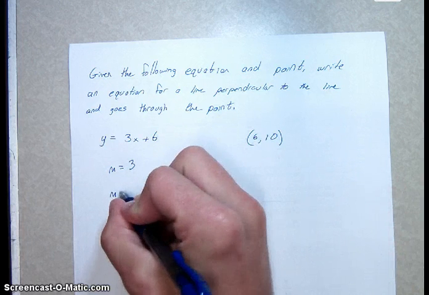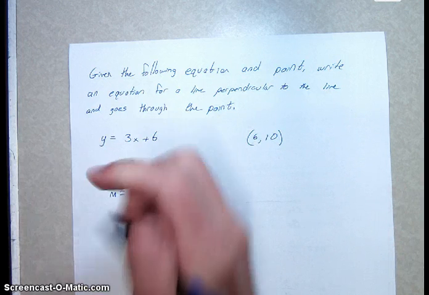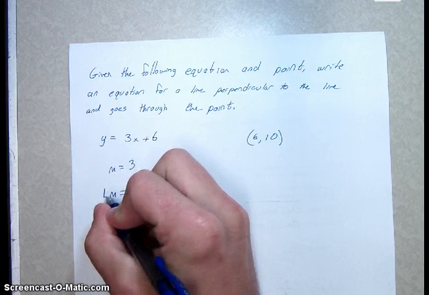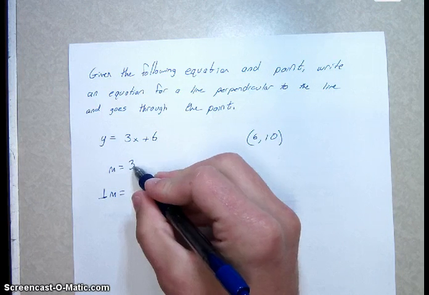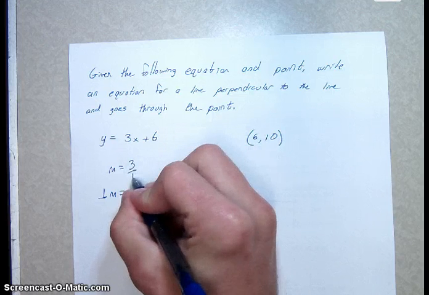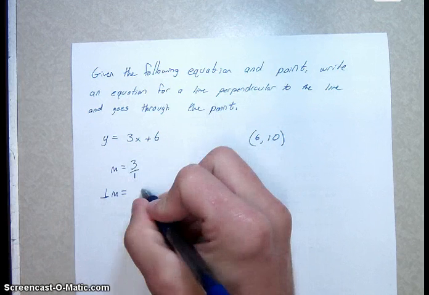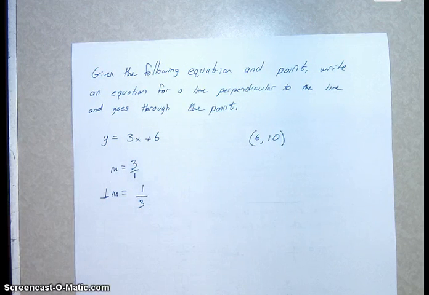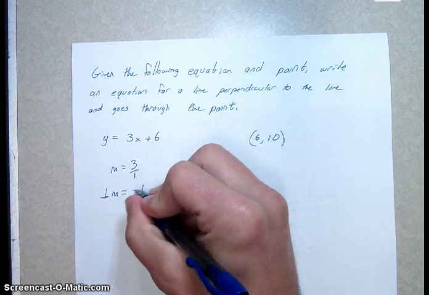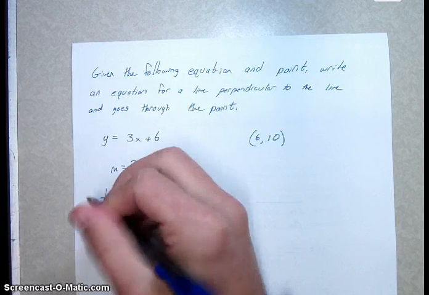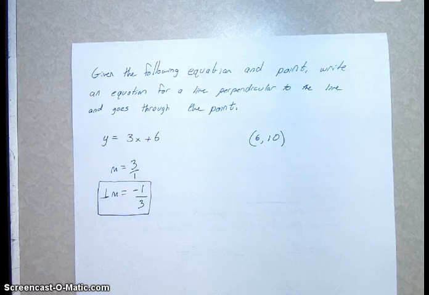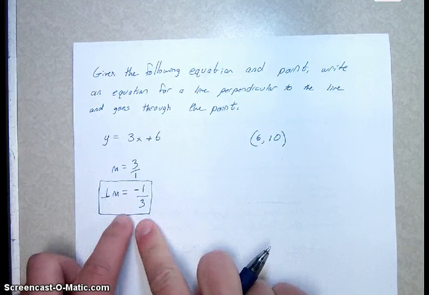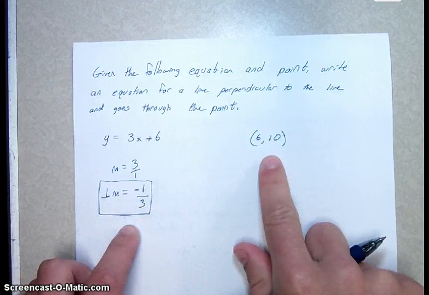So we know from our last task that the perpendicular slope would then be equal to the reciprocal of 3. And if you need to write that as 3 over 1, we flip that, it would be 1/3. But we have to change the sign. So it would be negative 1/3. So that's the slope that I want to use. And now I know this is the slope of my new line, and I want it to contain this point.